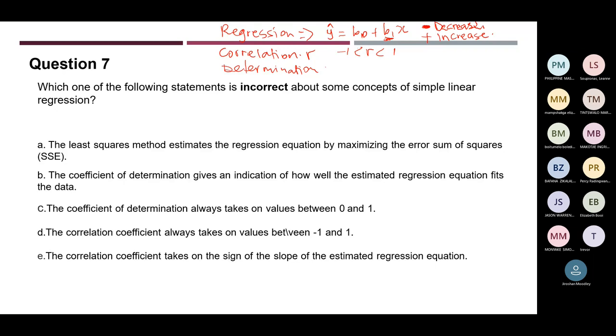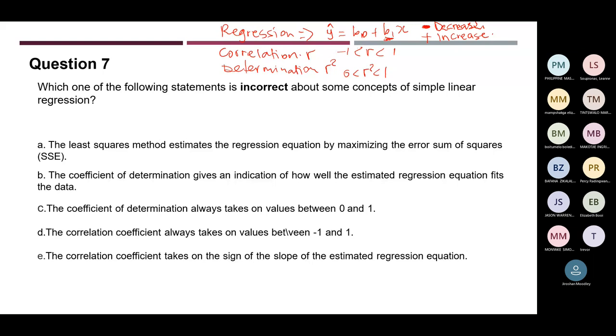Now, your coefficient of determination, which is also R squared, lies between 0 and 1. Also, it's always positive because you will say 95% of the variability in Y is attributed to the variability in X, things like that. Okay, so that's how you will interpret your coefficient of determination.